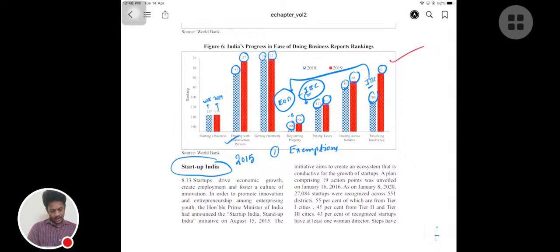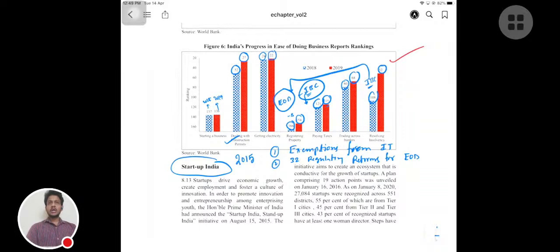Okay. So exemptions from income tax for the new startups. Second one is 32 regulatory reforms we have brought to improve the ease of doing business. 32 regulatory reforms for ease of doing business. This is your second important thing.